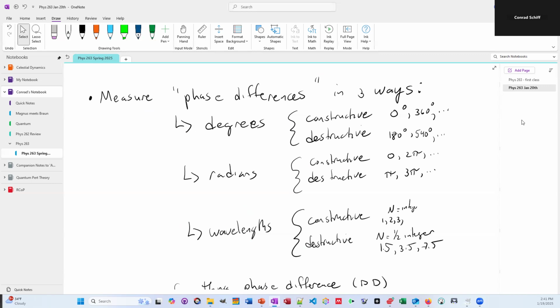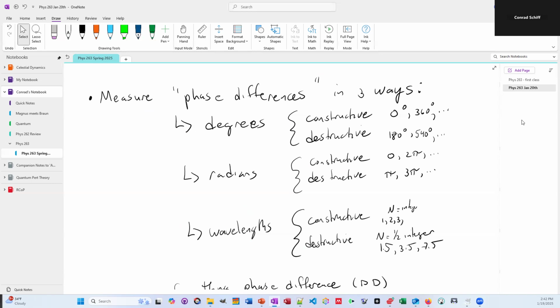Typically, we think in degrees, but we have to calculate in radians. So it's natural to transfer the degrees into radians. Constructive are 0 and multiples of 2 pi. And destructive are odd multiples of pi. So pi, 3 pi, minus 3 pi, and so on.